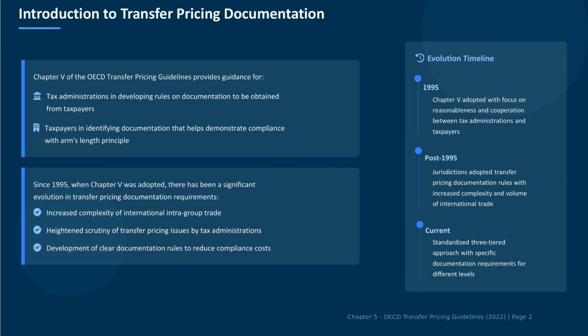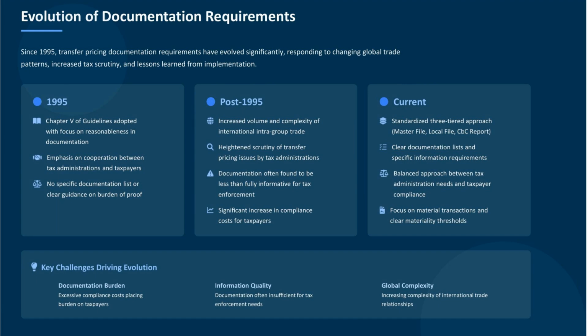Chapter 5 of the Organisation for Economic Co-operation and Development Transfer Pricing Guidelines has evolved significantly since 1995. Initially focused on reasonableness and cooperation, it now addresses the increased complexity of international trade. The current standardized three-tiered approach, master file, local file, and country-by-country report, provides clear documentation requirements, balancing tax administration needs with taxpayer compliance. Since 1995, transfer pricing documentation has evolved due to global trade changes and tax scrutiny.